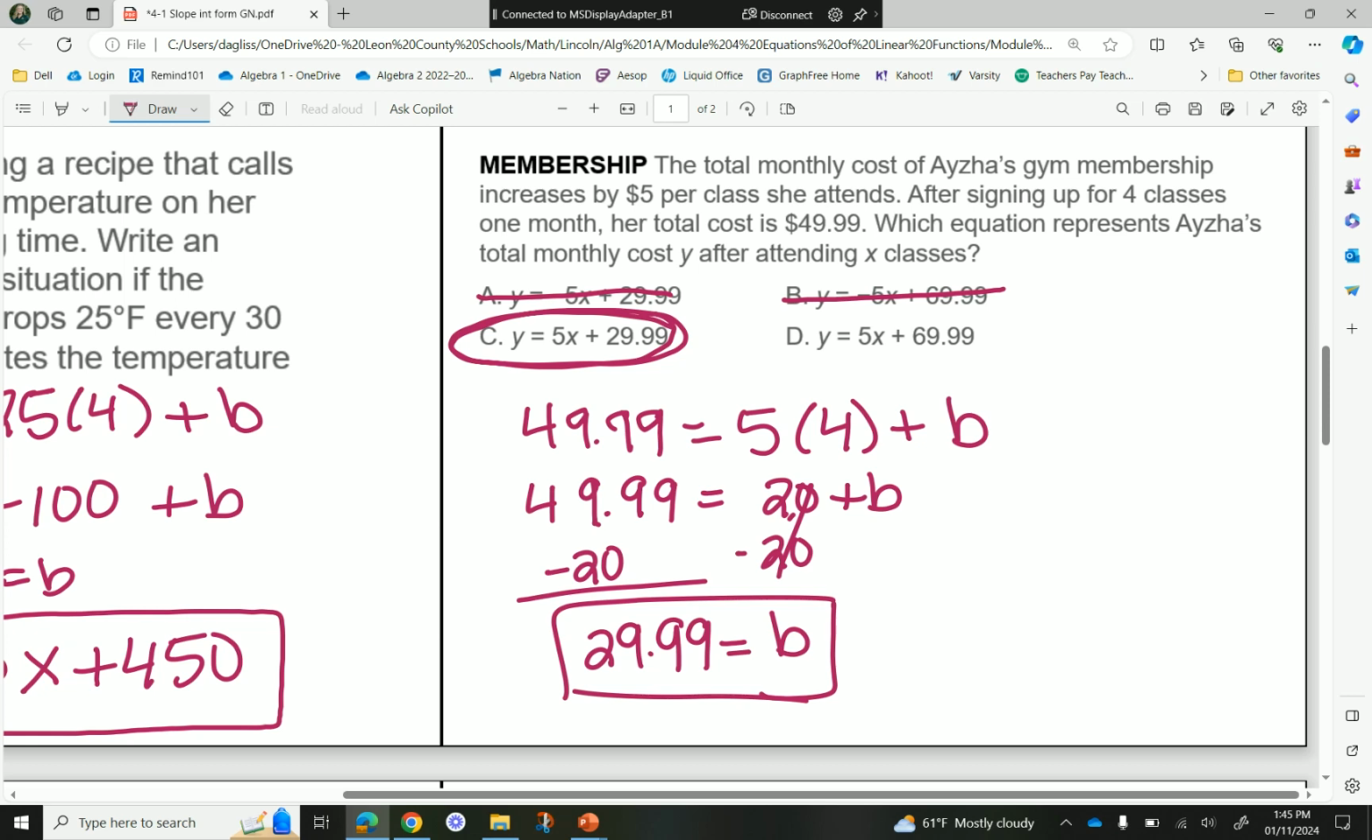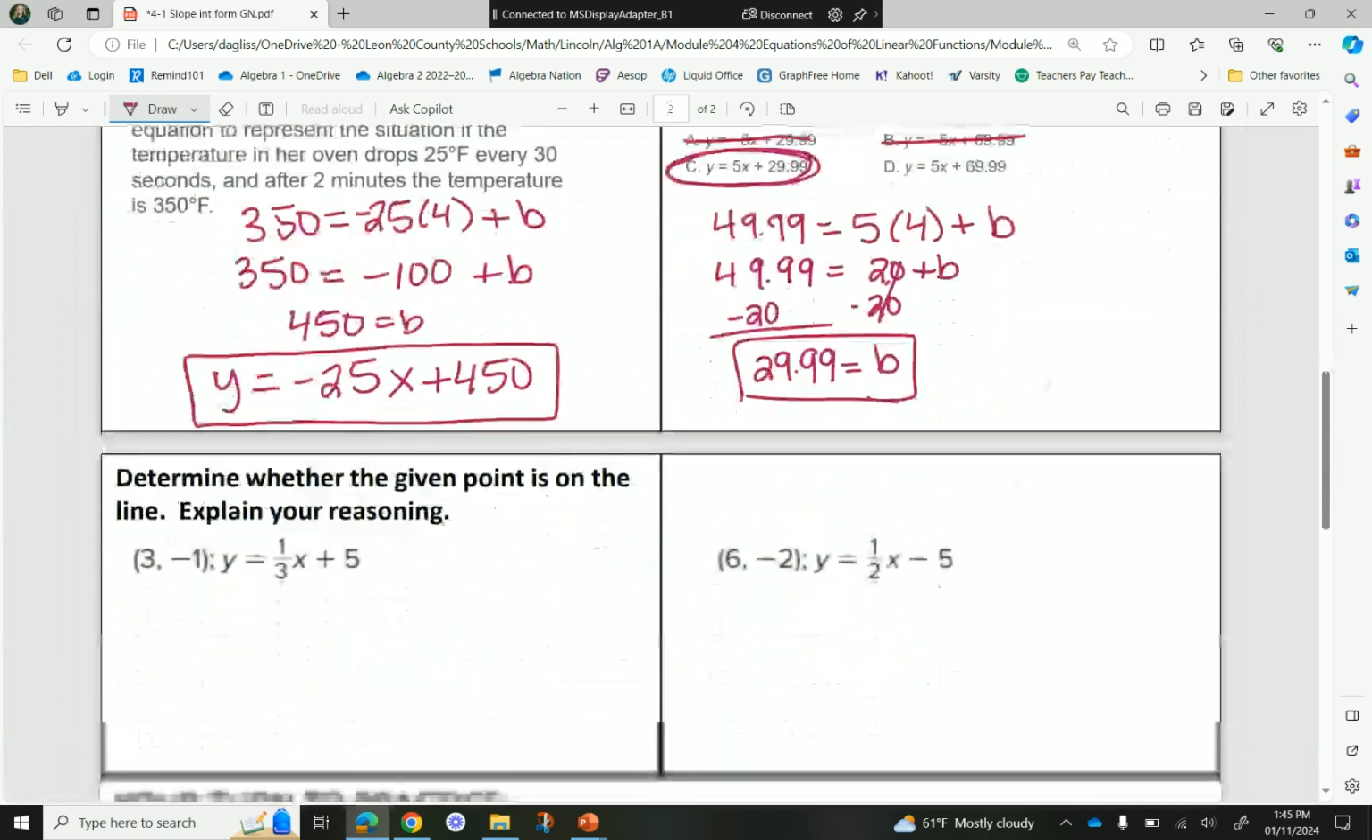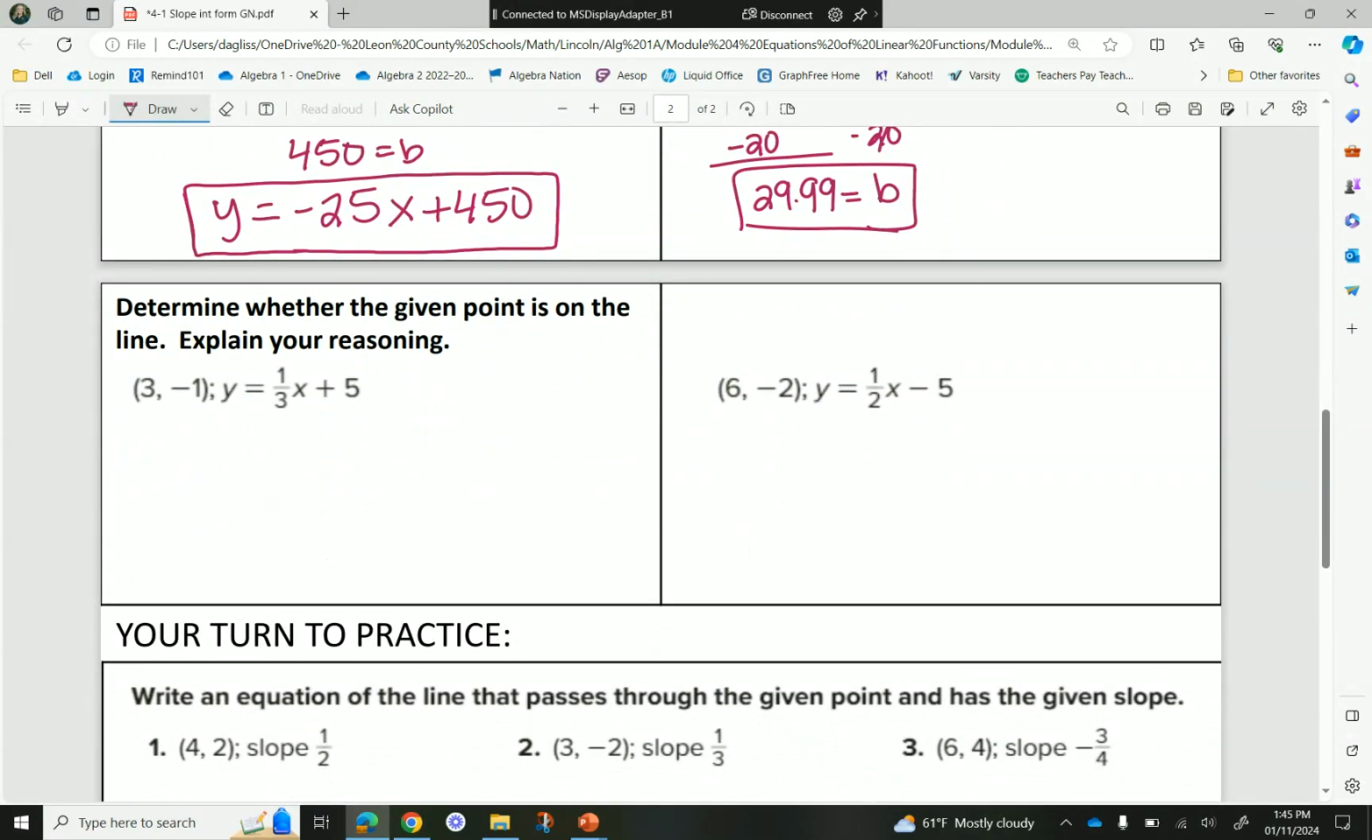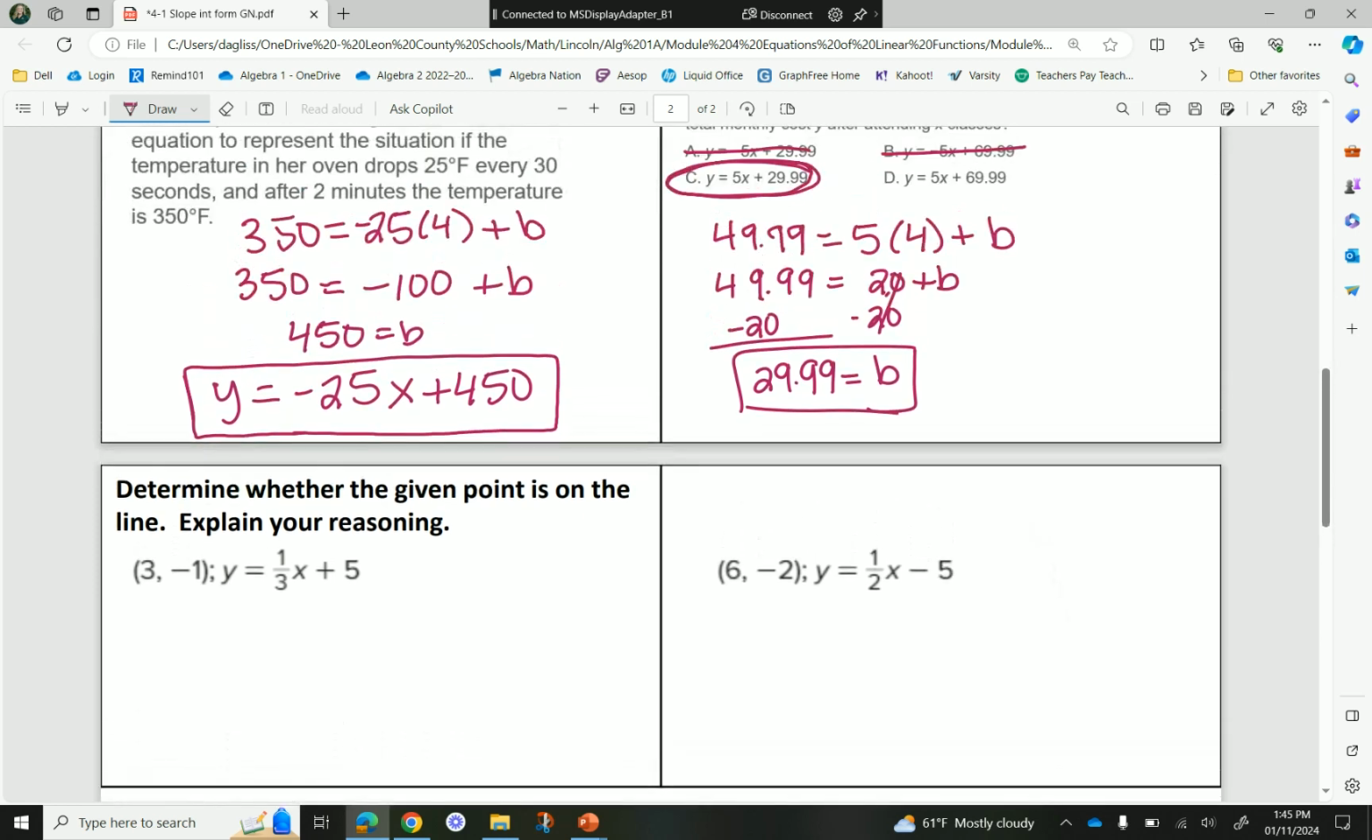We're going to do one problem on the back. We're just going to do one of these. These are actually pretty quick and easy. I do want to show you one of them, and then I'll come stamp. Determine whether the given point is on the line. So all it wants you to do is plug in an x and y and see if we get a true statement or not. That's all it's asking us to do.